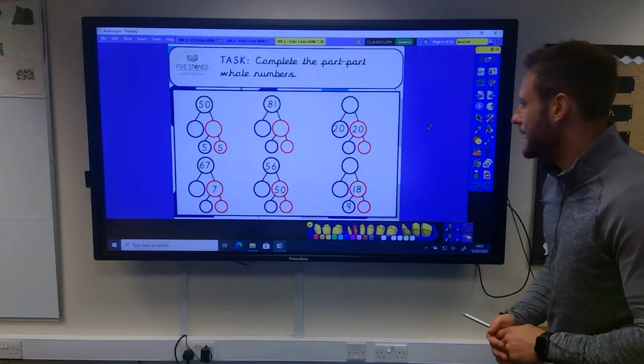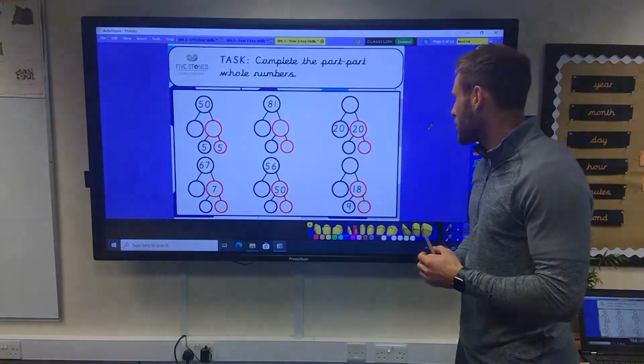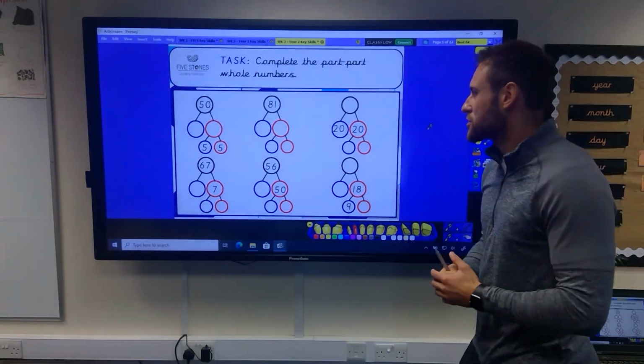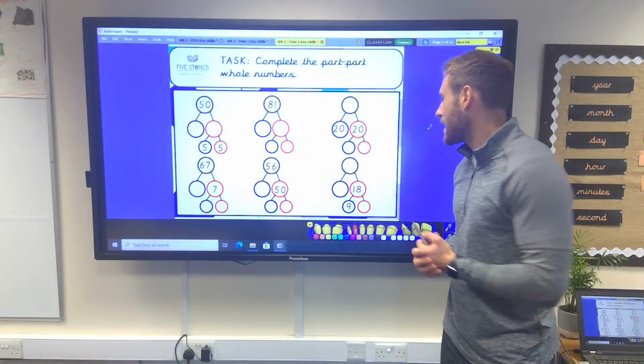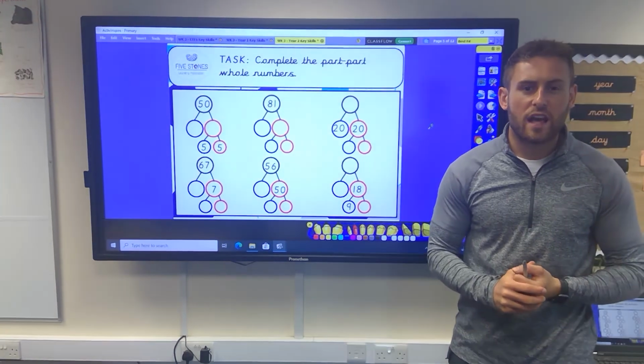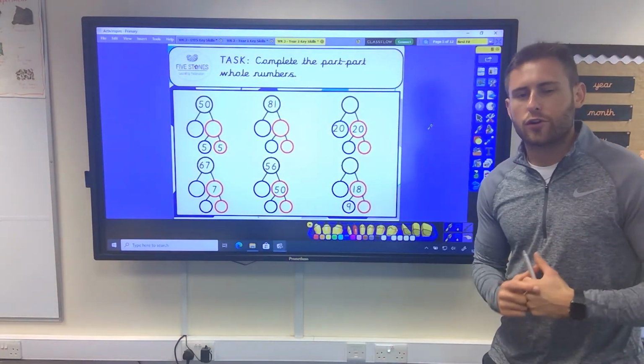Right, now, little task for you all to get along with. Some of the parts are given to you, some of the wholes are given to you, some of the parts have been separated into smaller parts. At times there might be more than one right answer, so feel free to think a little bit deeper. Off you go with that activity.